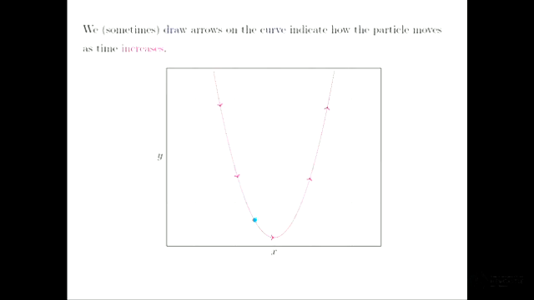In order to indicate how this particle is moving, we sometimes draw these little chevrons or this arrow to indicate the movement of the particle. But really, you can imagine that these components are a way of describing a motion through space.